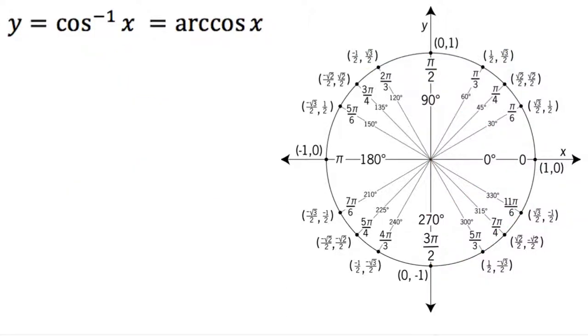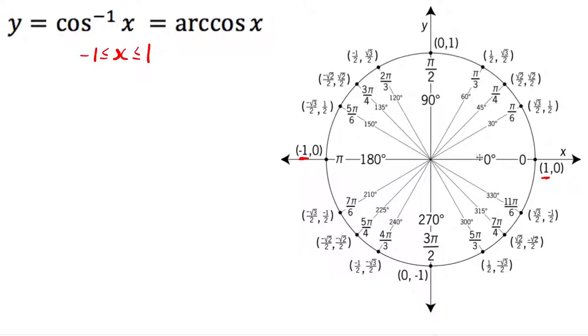Now the same approach applies for cosine. So cosine, remember, in the unit circle is the x value, the x coordinate. So what is the largest x coordinate I could have? It's over here, it's 1. And the smallest value I could have is negative 1. So our domain for cosine is the same, right? Negative 1 to positive 1. But what about the range?